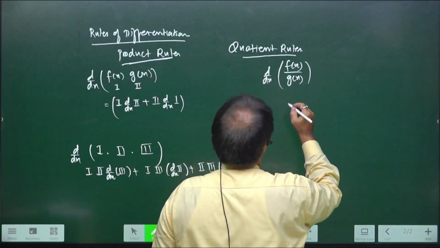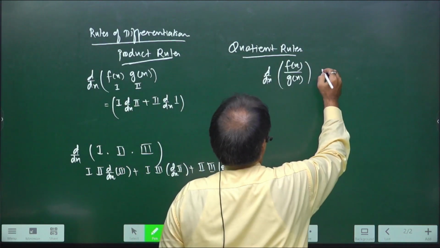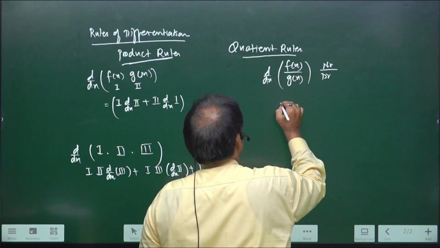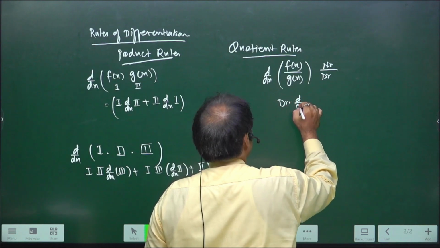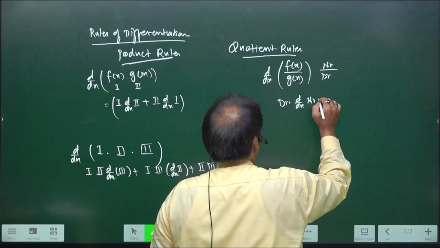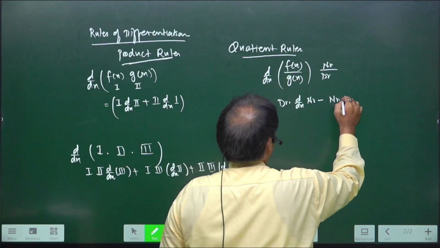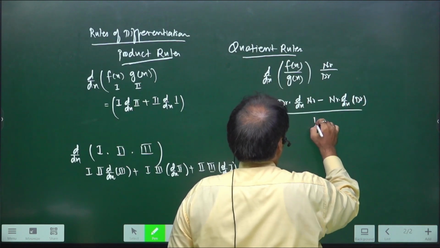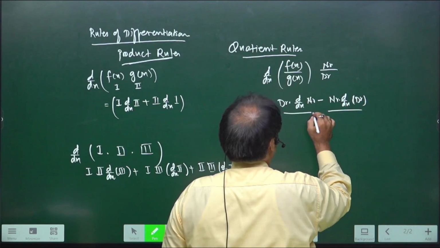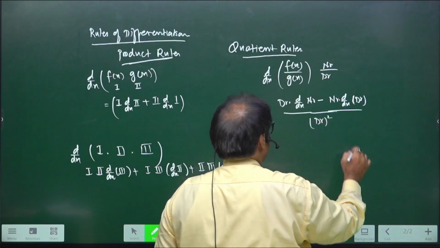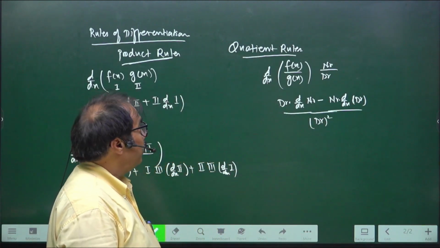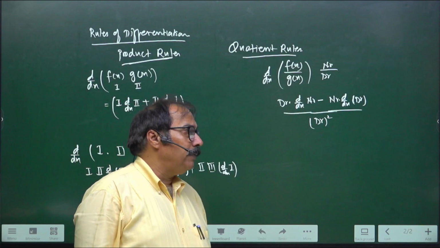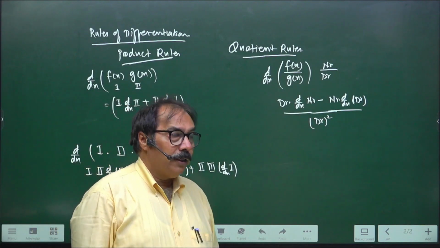So as per the quotient rule, what is the rule? The rule says: denominator into derivative of numerator, minus numerator into derivative of denominator, divided by denominator square. This is the rule, right?